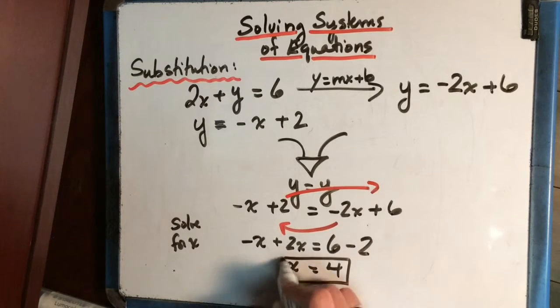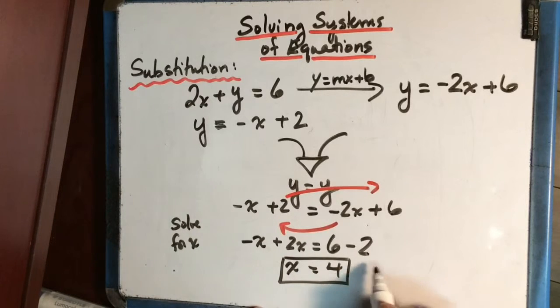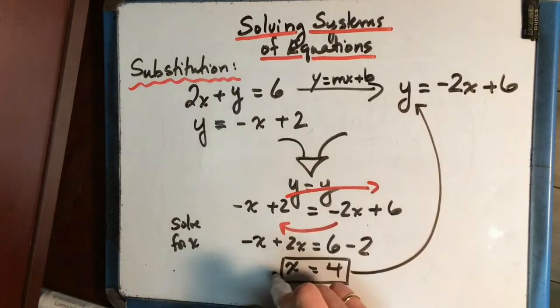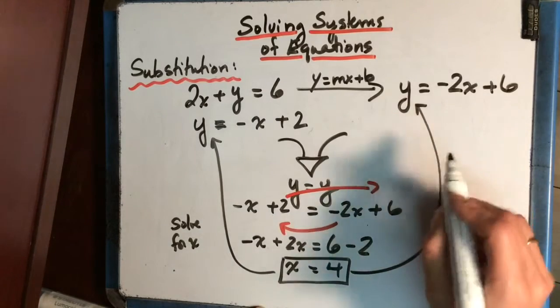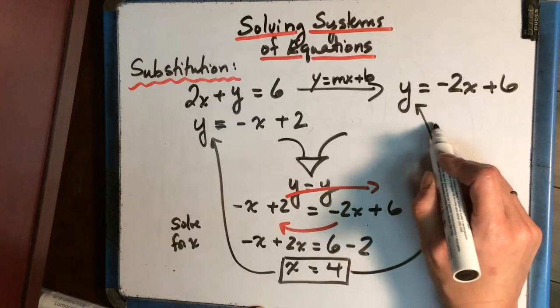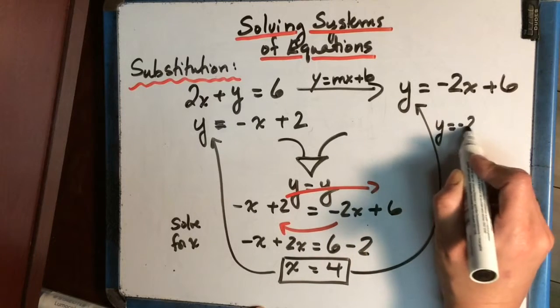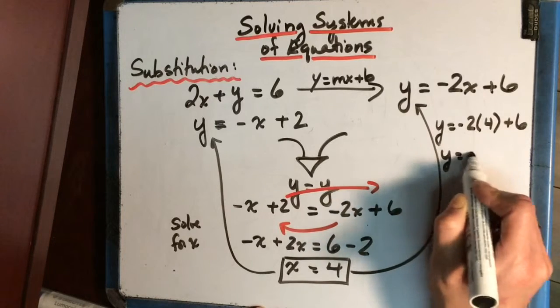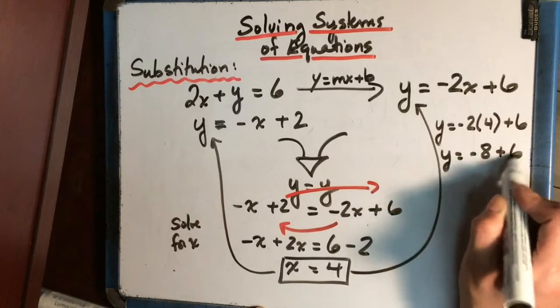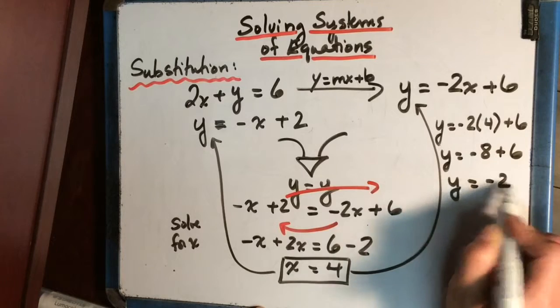I have found the x, and now what I can do is put it into either this equation or I can put it into this one. They should be the same thing. If they're not, then we've made a mistake. So let's put it into this equation. Let's find out what we get here. If I put it into here, I get y is equal to negative 2, plug in the 4, plus 6, y is equal to negative 8 plus 6, y is equal to negative 2.